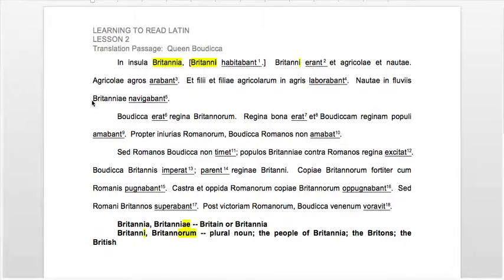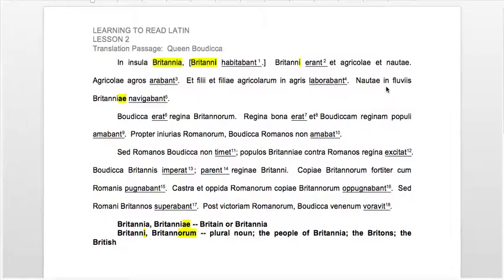And as we move down to the end of the paragraph, we have Britanniae with the AE, and this AE indicates that we are looking at the place, not the people. So here we are looking at the place.